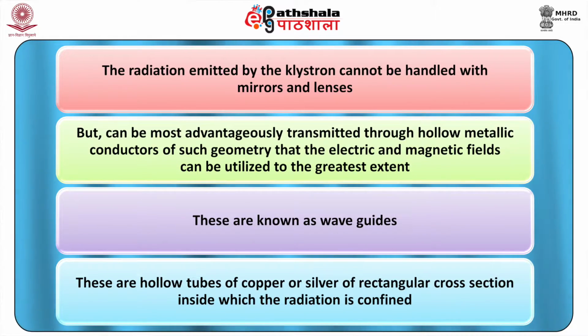The radiation emitted by the klystron cannot be handled with mirrors and lenses, but can be most advantageously transmitted through hollow metallic conductors of such geometry that the electric and magnetic fields can be utilized to the greatest extent. These are known as waveguides. These are hollow tubes of copper or silver of rectangular cross section inside which the radiation is confined.